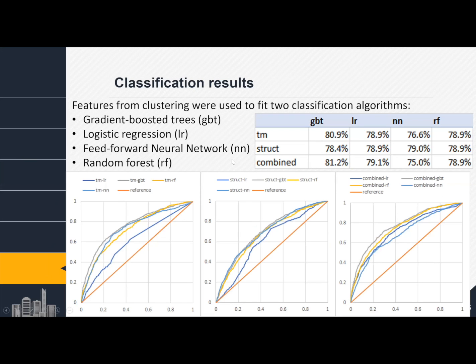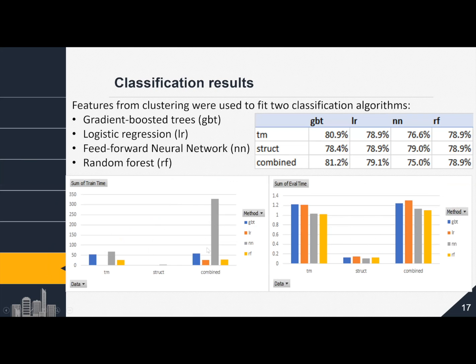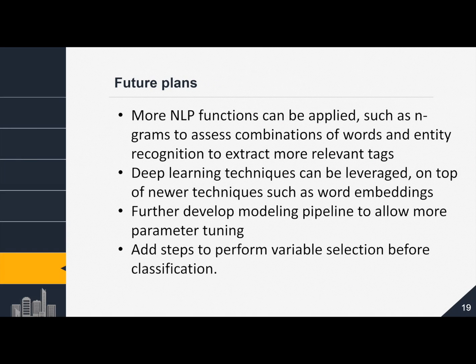We also draw the ROC curve on these 4 methods. We can see that by combination of clinical notes and structured data, the gradient boosted tree has the best performance and the largest area under the ROC curve. About the training time, the gradient boosted trees has a relatively short training time compared to the high prediction accuracy.